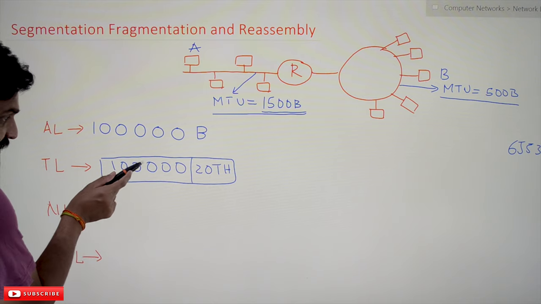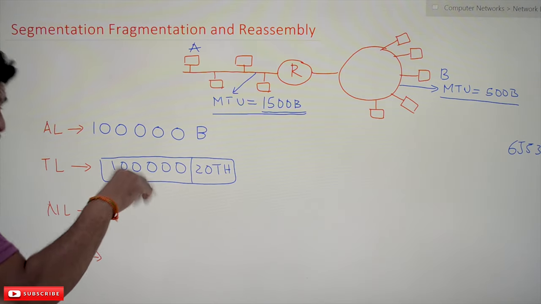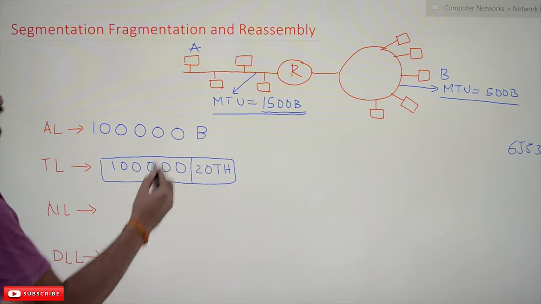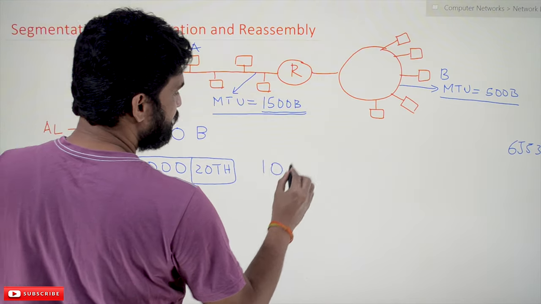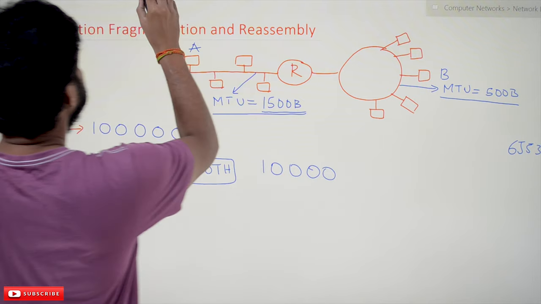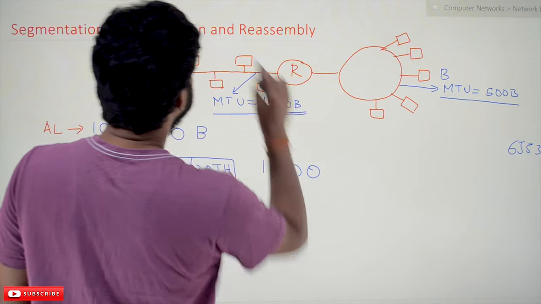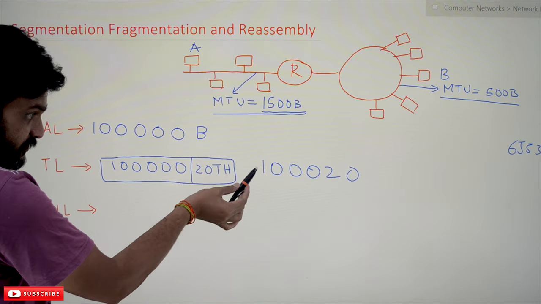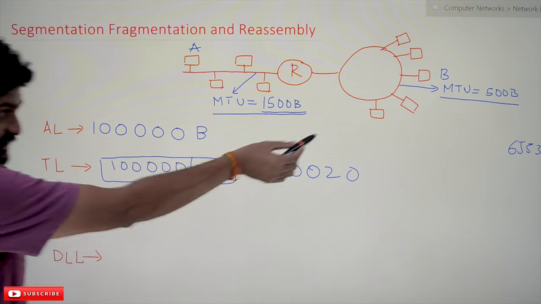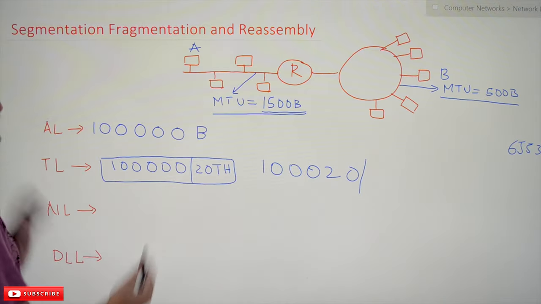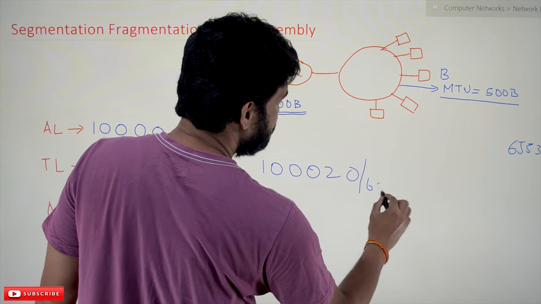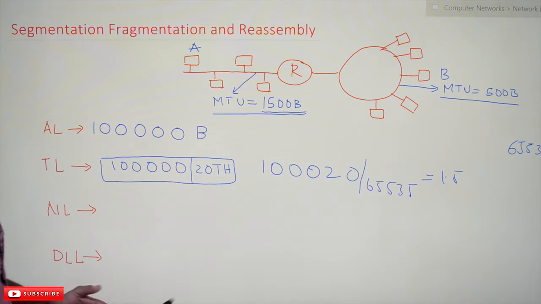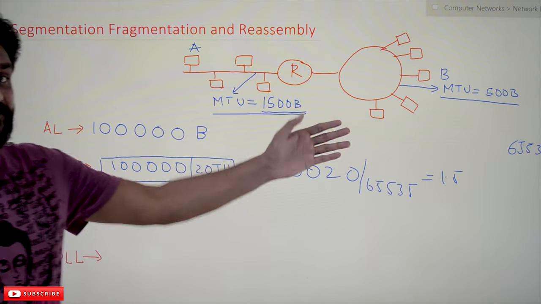For example, if this packet has to be transmitted to the network layer, what is the capacity of the network layer? It is 65,535. How much data is there, including the header? Including the header, it is 100,020. The capacity of the network layer is 65,535. So into how many pieces can this entire data be divided? 100,020 divided by 65,535 is approximately 1.5. We cannot make 1.5 packets or 1.5 pieces, so we are going to divide it into 2 pieces.